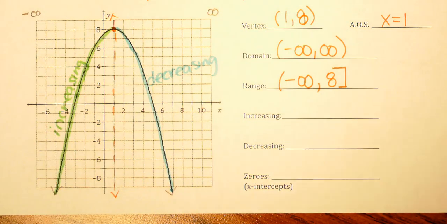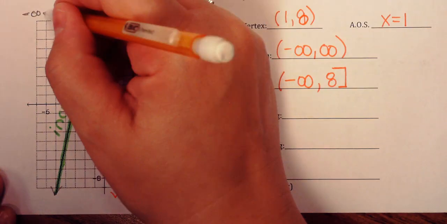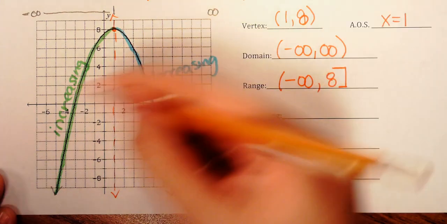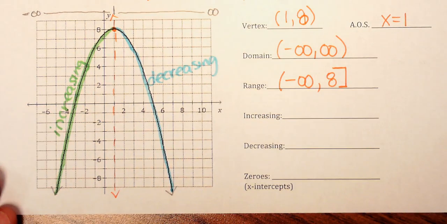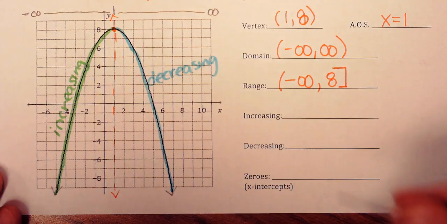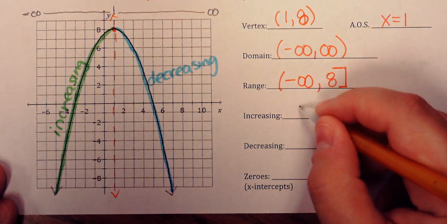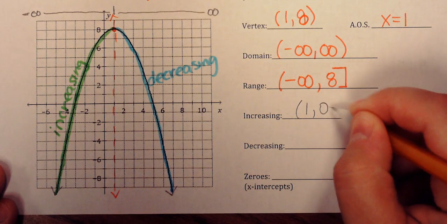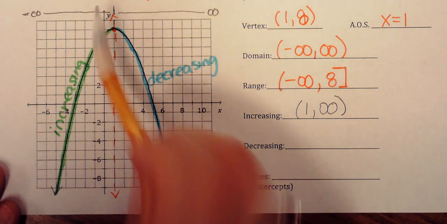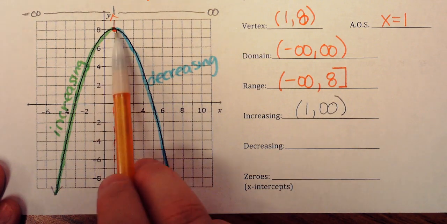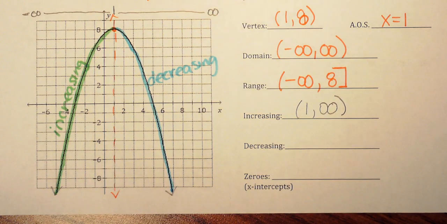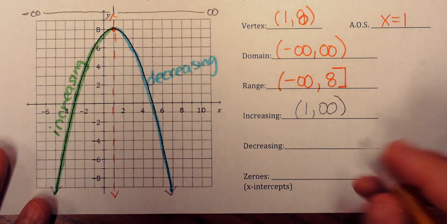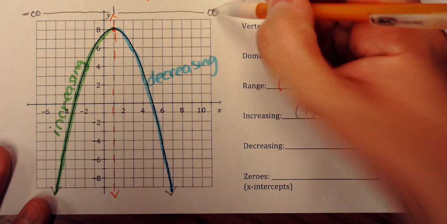So, as I'm writing these intervals for myself, this whole time until I get to the x value of 1, I'm increasing. And then from 1 to infinity, I'm decreasing. So I'm just going to jot down those intervals. For increasing, 1 to infinity. Remember, I'm using a bracket, or I'm sorry, a parenthesis here because at that top point, at that vertex, you're not increasing or decreasing, you're just flat. And then the interval for decreasing is from 1 to infinity.